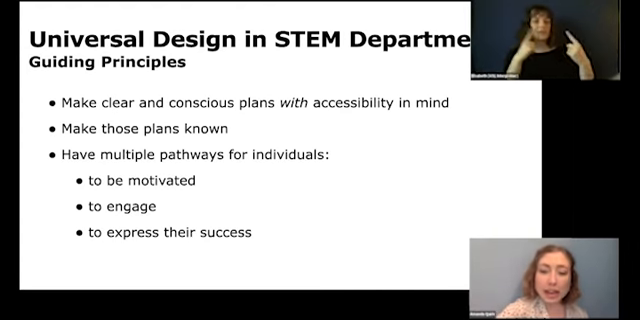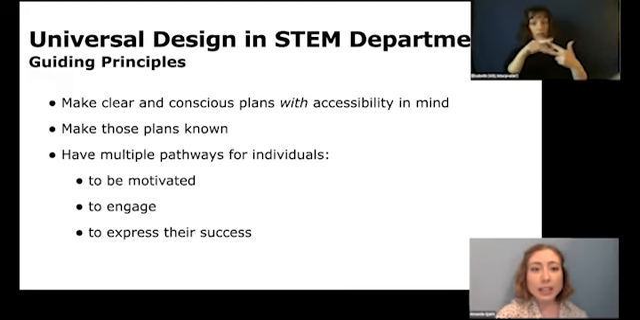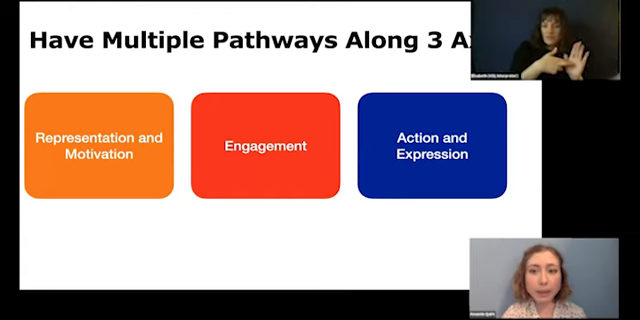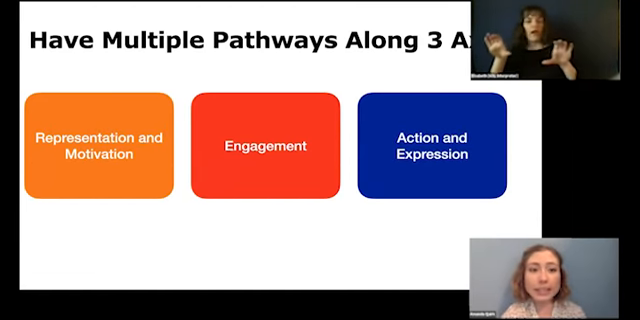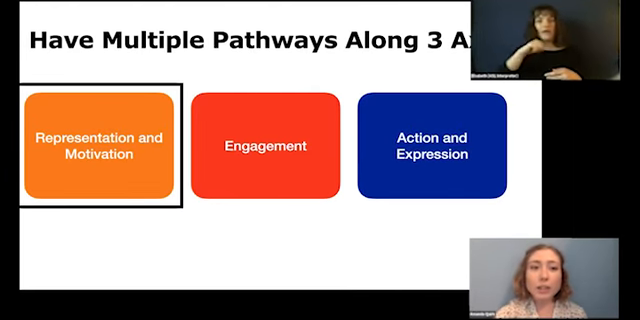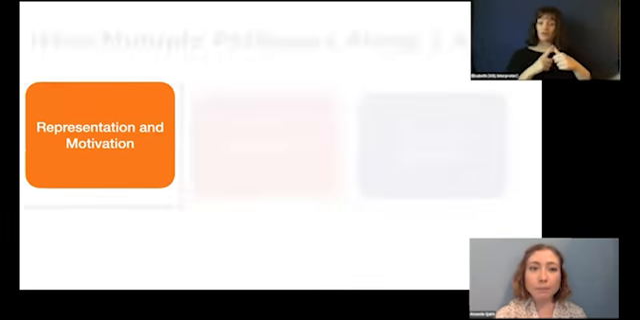For the next 3 slides, I'm going to focus on this last guideline. Have multiple pathways along 3 axes, and these axes are representation and motivation, engagement, and action and expression. And to help better explain what I mean by these, I'm going to go through each one at a time and talk about a barrier that I personally have encountered, and how if universal design had been applied before I encountered the barrier, I might not have encountered it at all. So to start with, representation and motivation.